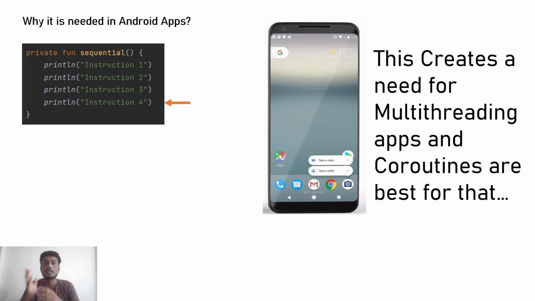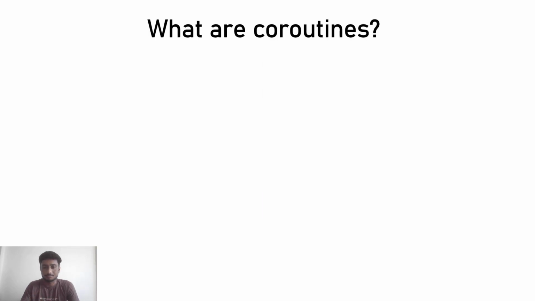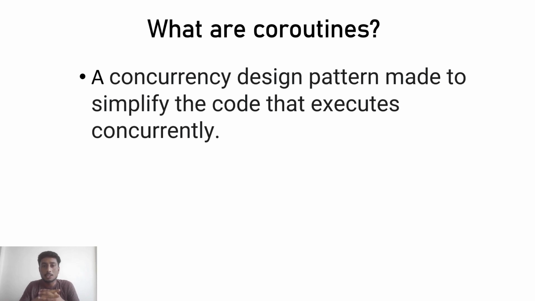But thread has some major disadvantages: it consumes some resources, and preemption and context switching are not possible in threads. That's why coroutines have been introduced. So what are coroutines? Basically, a coroutine is a concurrency design pattern made to simplify the code that executes concurrently. As I just said, it is a separate mechanism made to execute asynchronous calls.